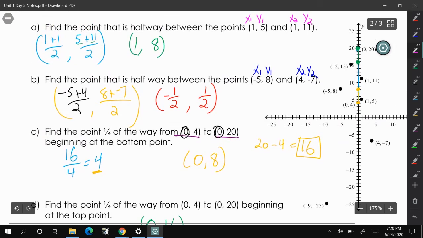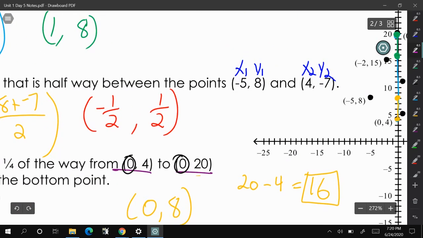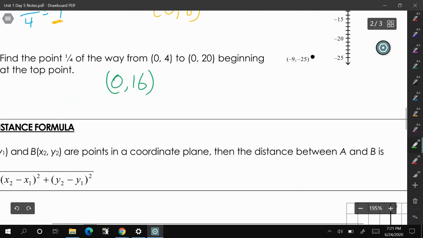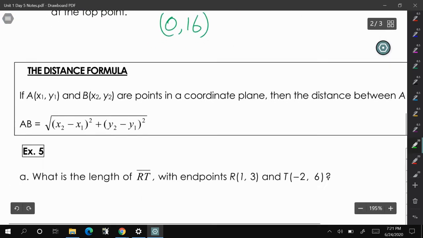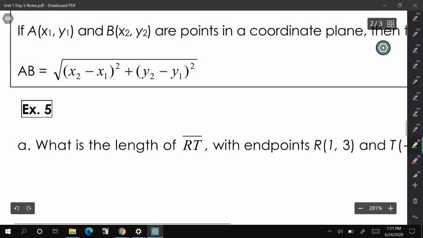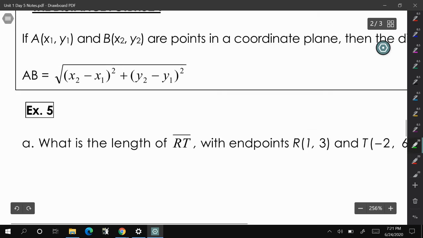But what if we were asked to find the distance between these 2 points? That's where we use the distance formula to help us out. Now, the distance formula looks pretty ugly. I'm not going to try to sugarcoat it or anything, because you have 2 sets of parentheses, you're subtracting them, and you have squared, the second power here, and then you have a square root. So it's pretty ugly.